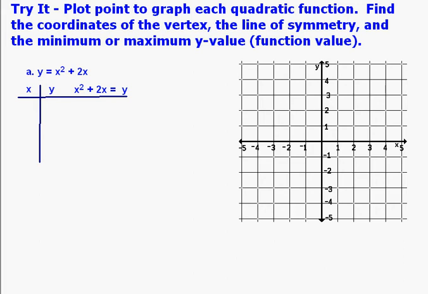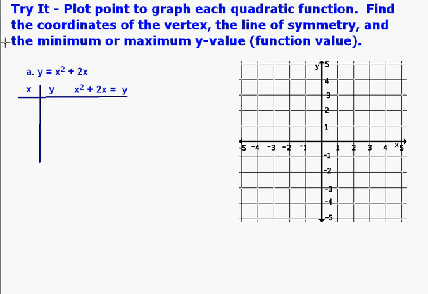Alright, we're going to try the first one. Plot points for each quadratic function. Points, that should be, not point. Find the coordinates of the vertex, the line of symmetry, and the minimum or maximum y value, the function value. Alright, so here we go.